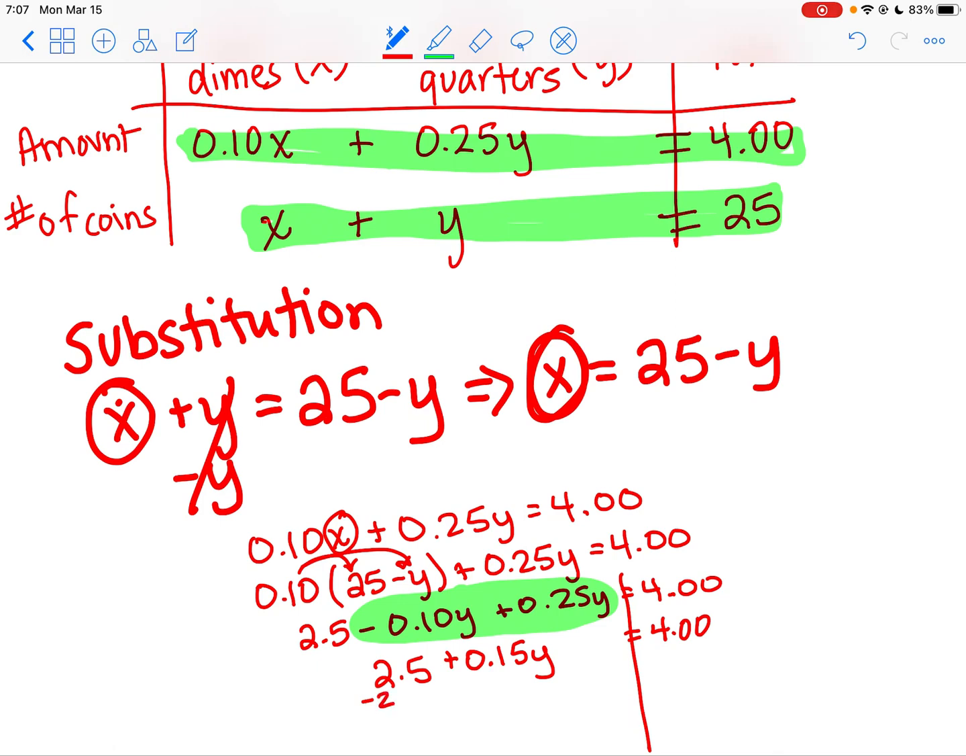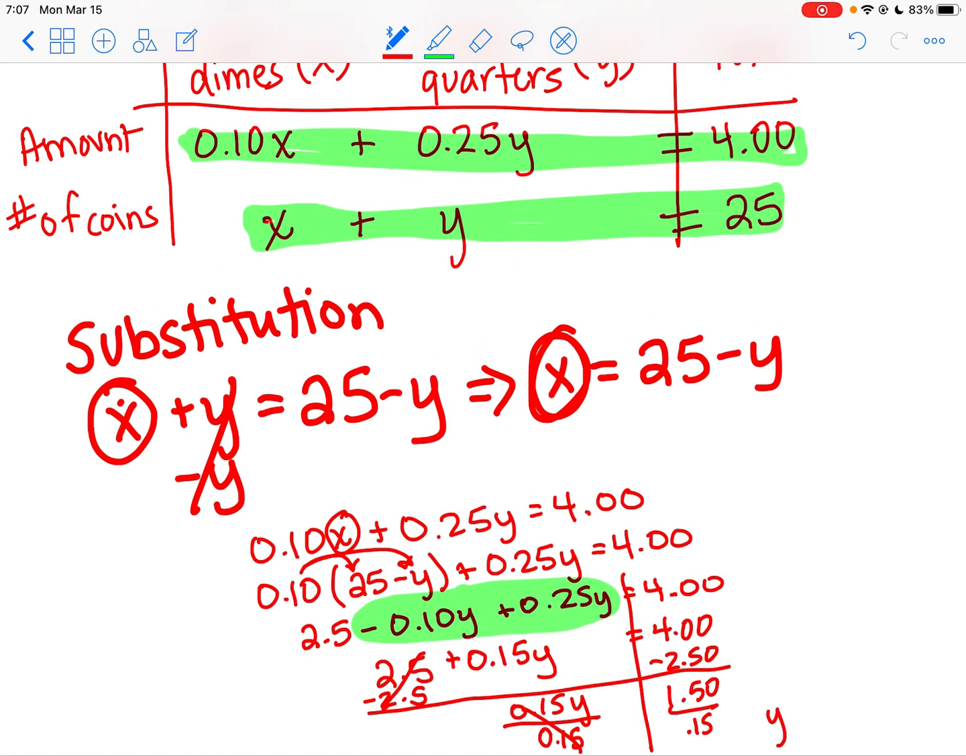All right, so now I'm going to keep working through this. I'm going to subtract 2.50 from both sides. If I had $4 and I take away 2.50, I'm left with $1.50. That'll be 0.15 Y equals $1.50. If I divide both sides by 0.15, Y equals, and 1.50 divided by 0.15 is going to be 10.